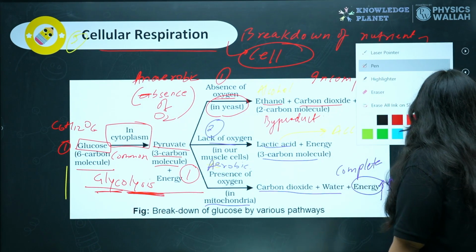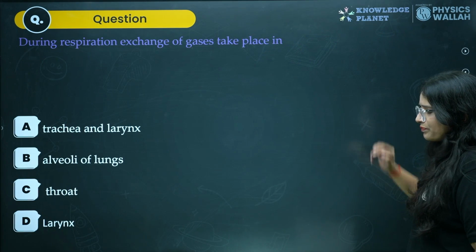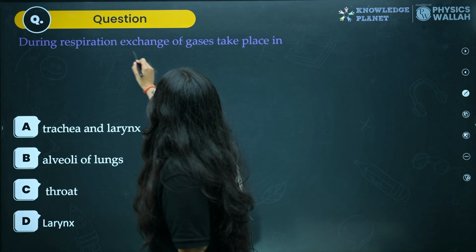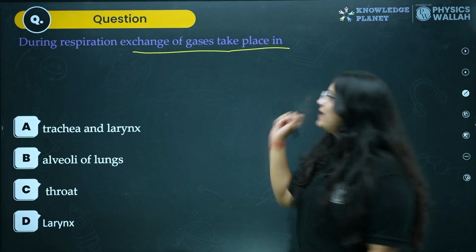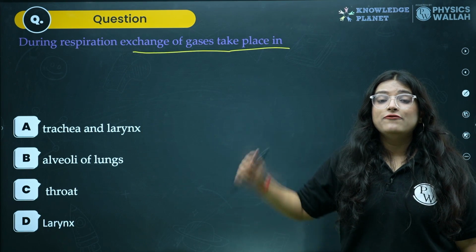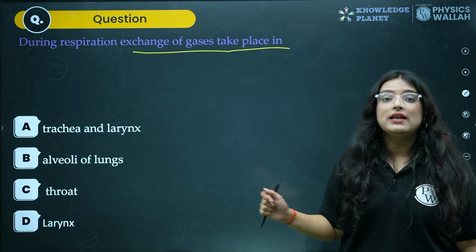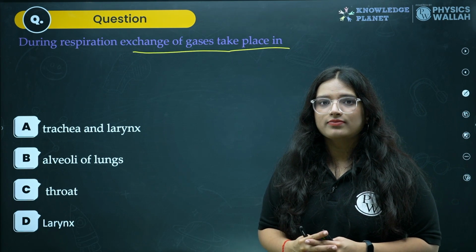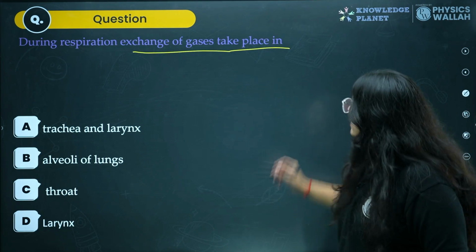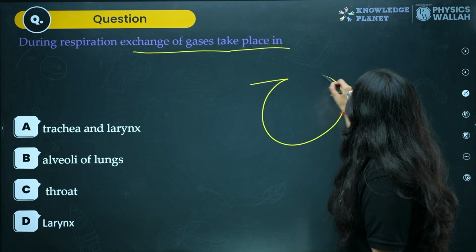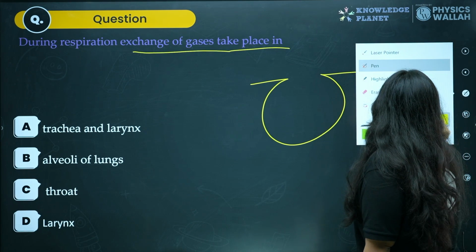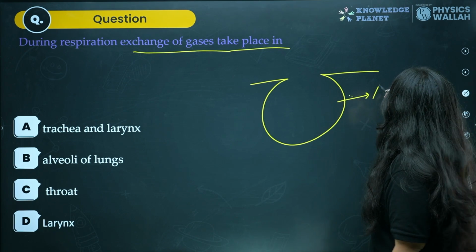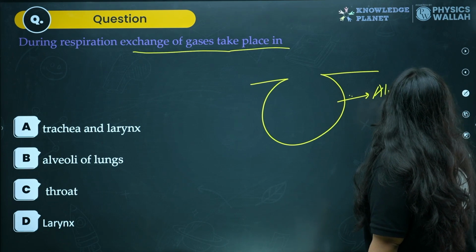Now we are moving forward to the next type. Before that, let's solve this quick question: during respiration, exchange of gases takes place in. It's a very important question. It has been asked multiple times. So let's see. Remember those balloon-like structures at the end of the bronchioles? Those were alveoli.